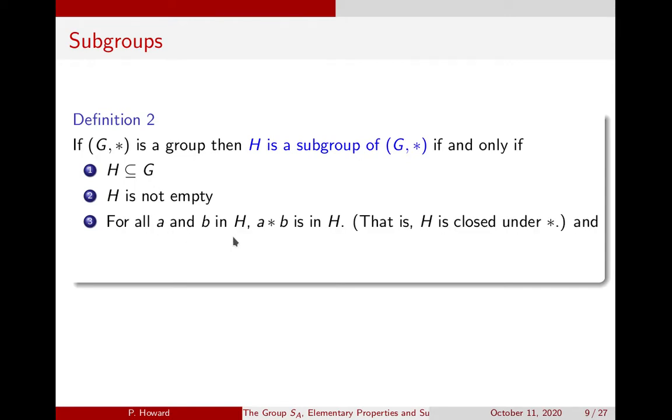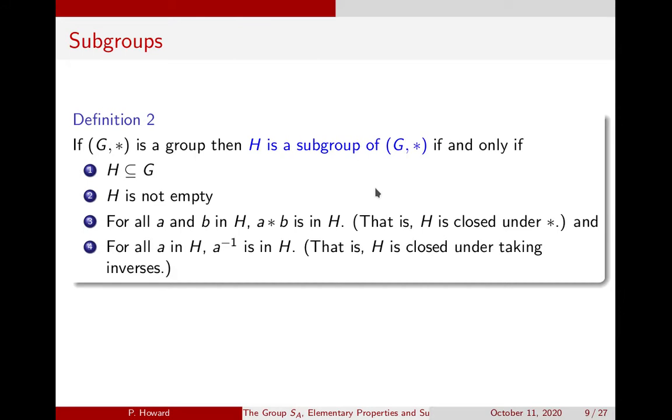For all A and B in H, A star B must be in H. H has to be closed under star. And the final condition is that for every element A of H, A inverse has to also be in H. So H has to be closed under taking inverses would be a way of restating condition 4. We use this as our definition of subgroup because this is what our book uses.